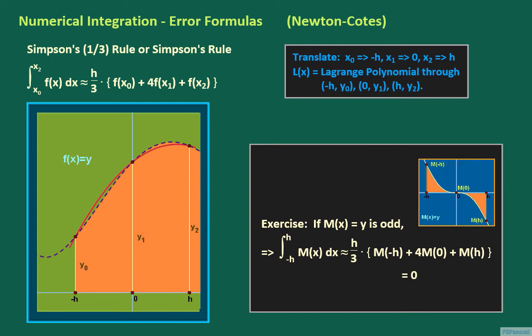Now remember that capital M is supposed to be an odd function, and so capital M of minus h is equal to minus capital M of h. So the first and the third terms in the Simpson's rule estimate for the integral of capital M of x from minus h to h cancel out. In addition, if m is odd, then m of 0 is equal to 0. This means that the odd part of any function has 0 contribution not just to the definite integral of the function from minus h to h, but also to the Simpson's rule estimate. And so without loss of generality, we can assume f to be an even function.